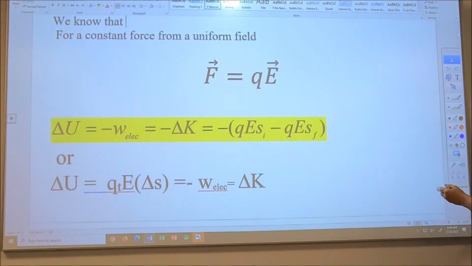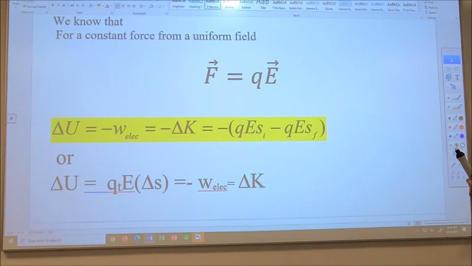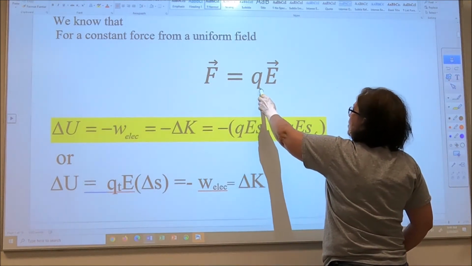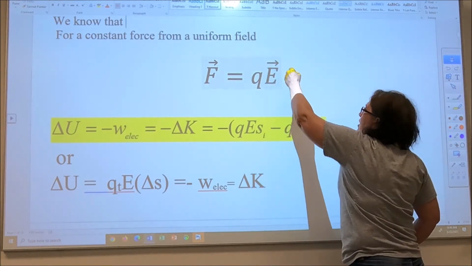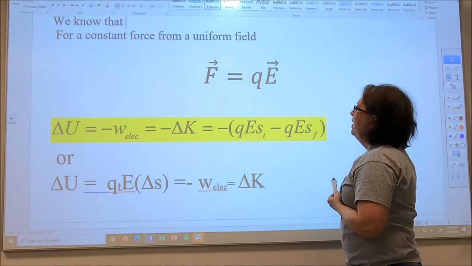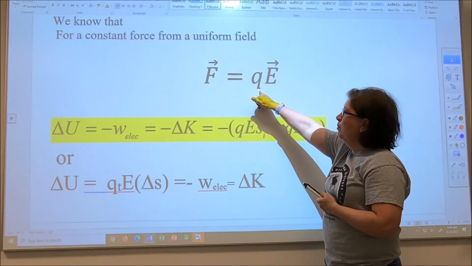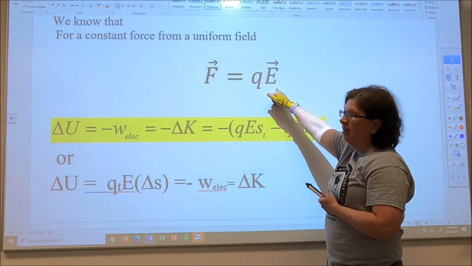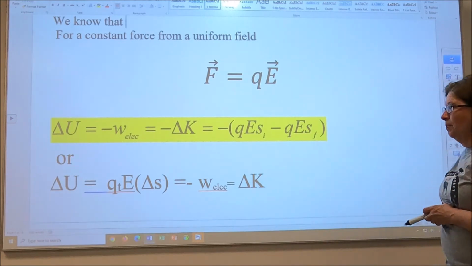Now, if we're in a uniform electric field, one where the electric field is everywhere the same in a region in space, we know that force is equal to Q, or you could say Q sub T, the test charge, times the electric field. So remember, if the point charge is positive, the force is going to point in the same direction as the electric field. If it's negative, it's going to point in the opposite.